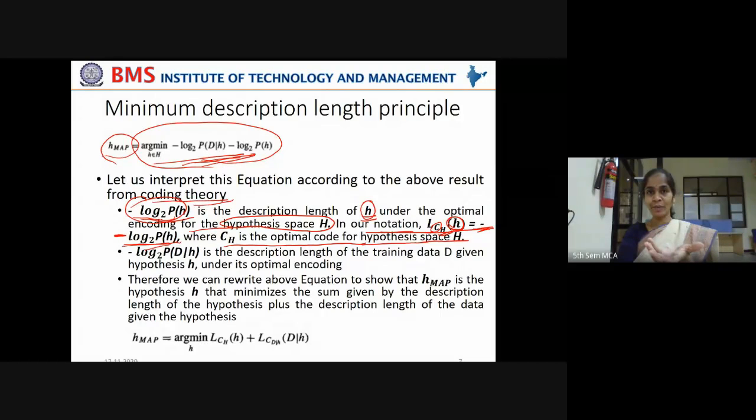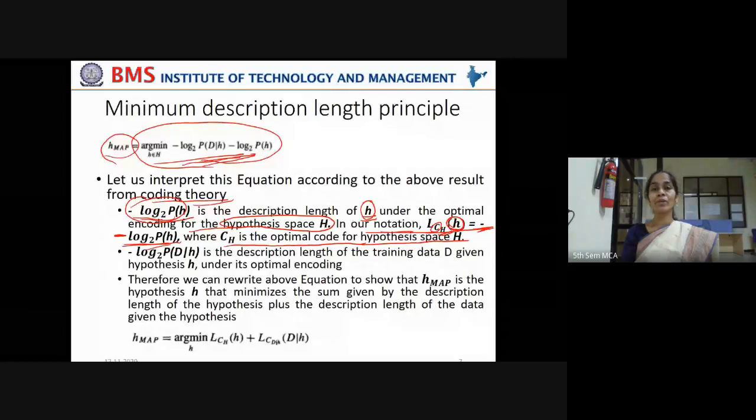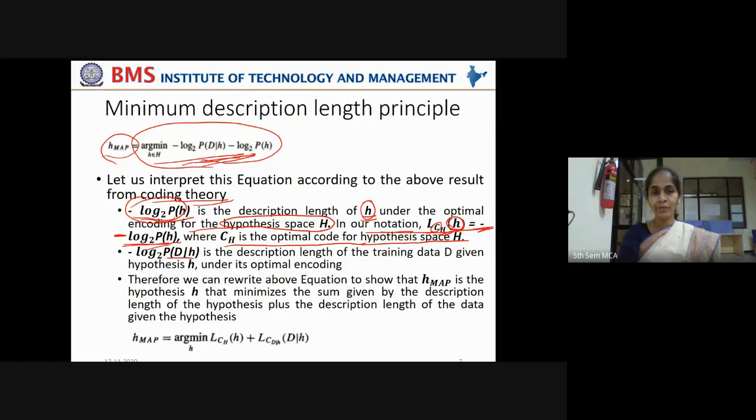For the hypothesis space H, you have assumed an encoding technique. Using that encoding technique, you have encoded all the hypotheses. Now, among them, which hypothesis has the simplest encoded description length? That will be your minimum description hypothesis, the simplest hypothesis that you are preferring according to Occam's razor theory. Did you understand now?